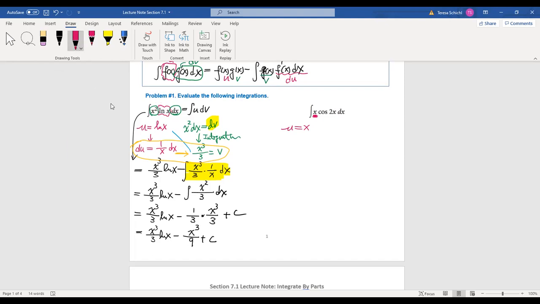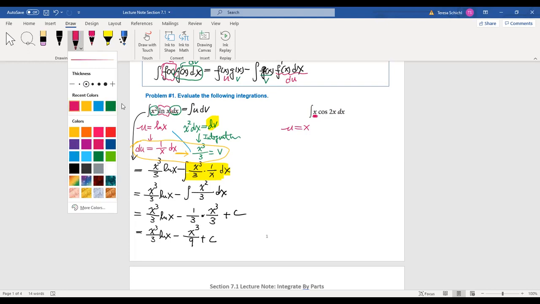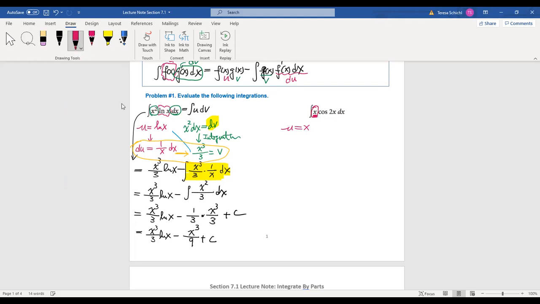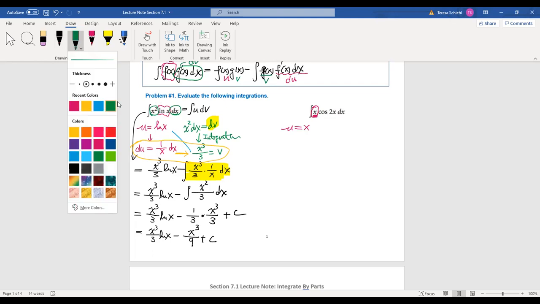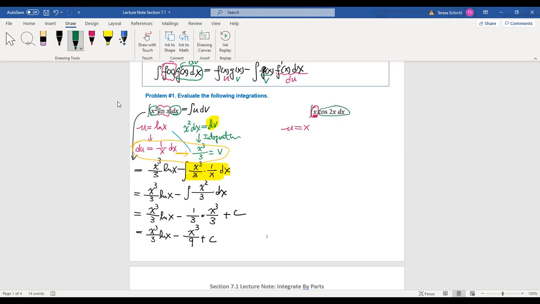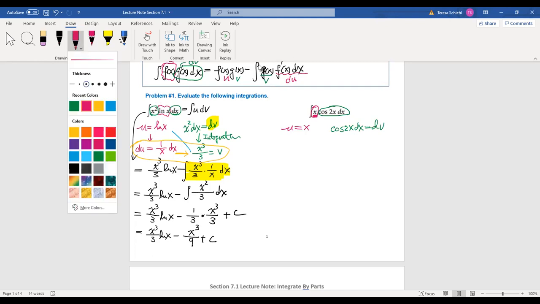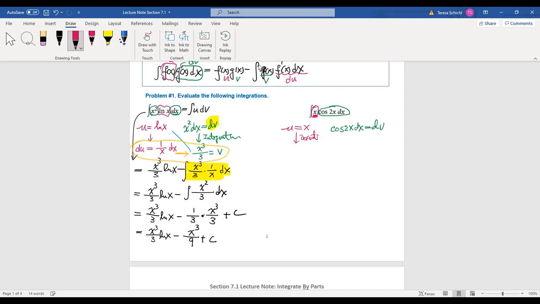Okay, so if x is my u, then all the remaining, everything here, cosine 2x dx, we're going to say is dv, right? Then the same thing, you need to take the derivative. So du, the derivative of x is 1, so it's 1 dx, right?